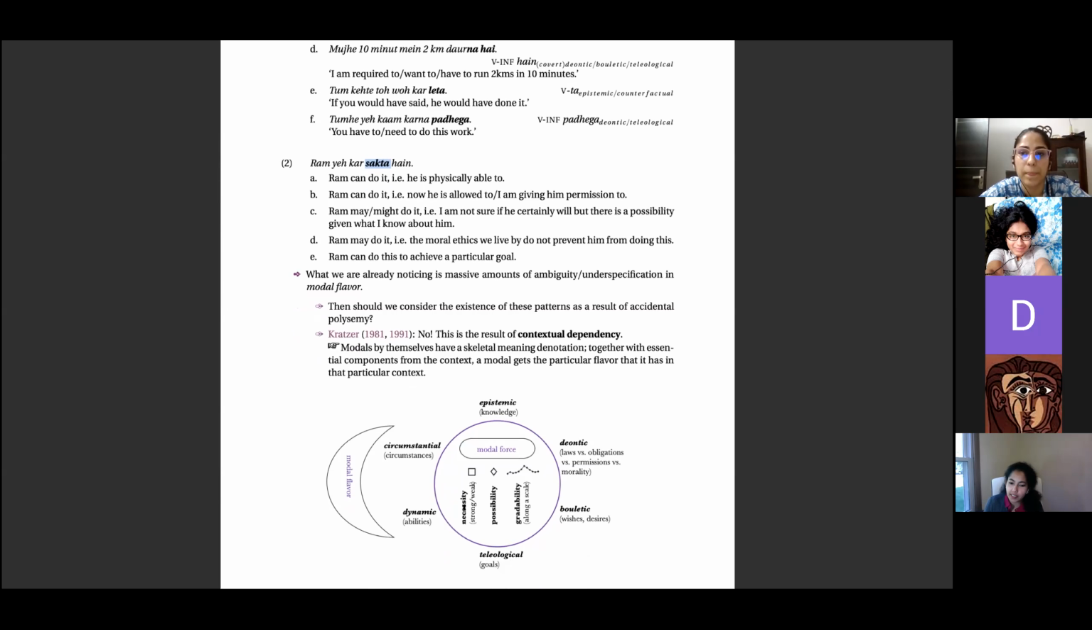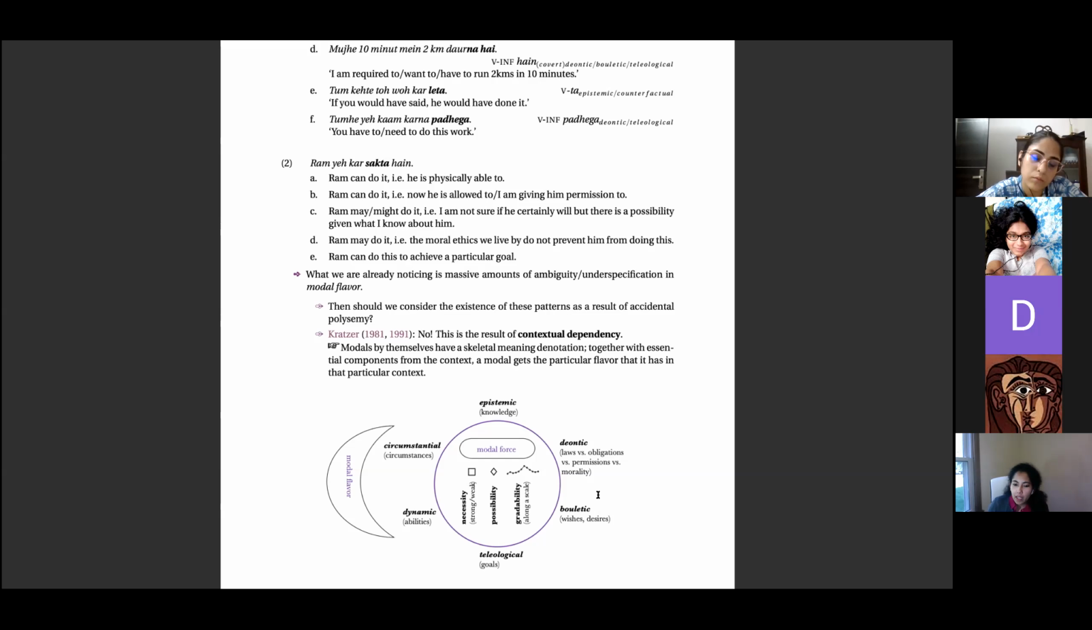Necessity is quantification over all the worlds, so your entire domain. Possibility is existence of at least one unit in the domain that satisfies whatever criteria you're looking at. And gradability, which I have here with a scale, means degrees of modality, so degrees of probability, etc.